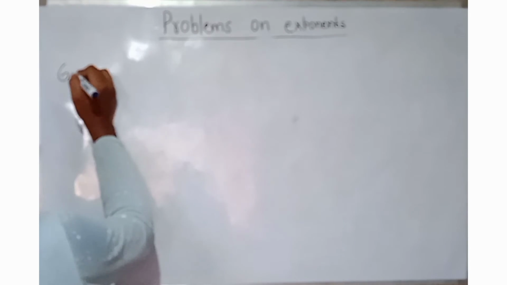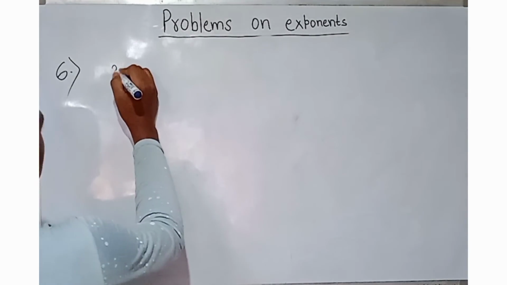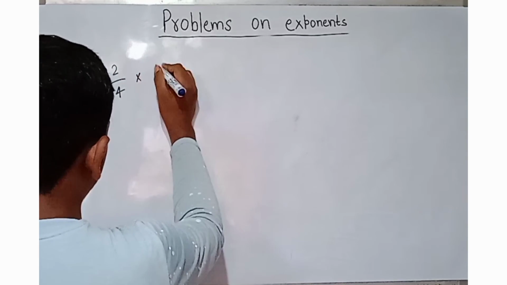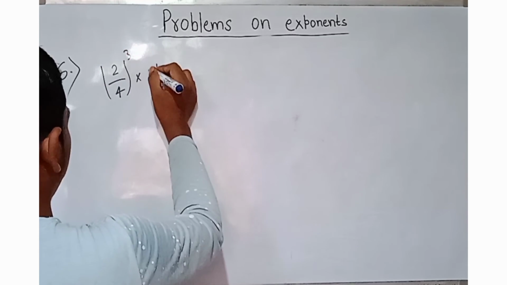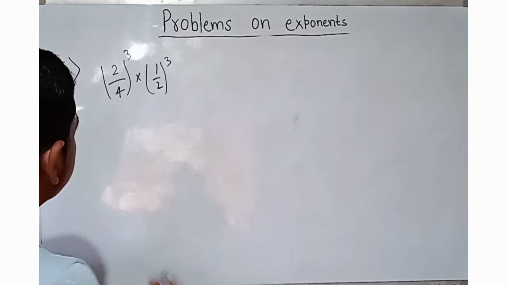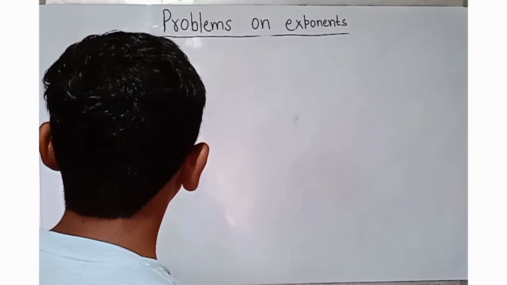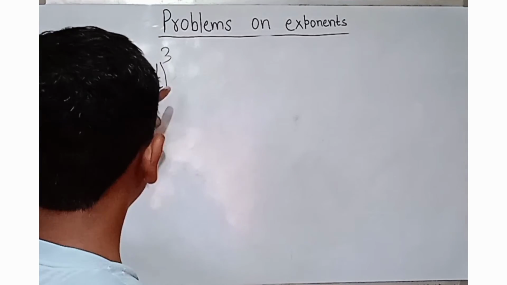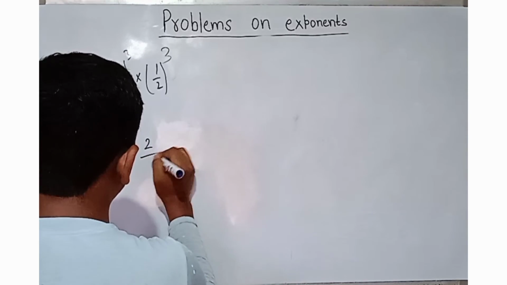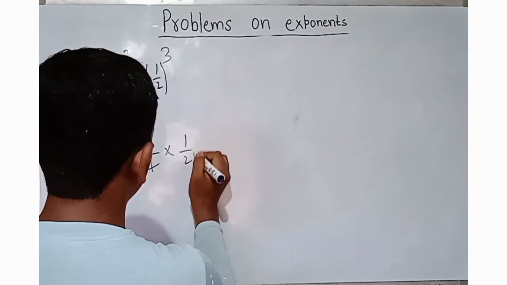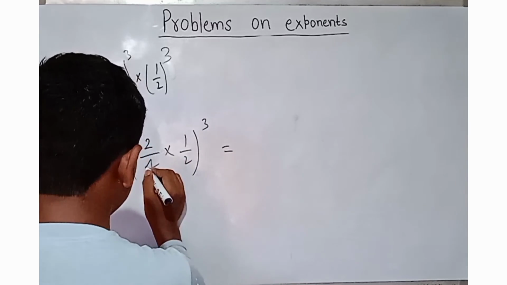See here, the next question is that (2/4) to the power 3 into (1/2) to the power 3. It is power 3. So when the powers are equal, then the bases will be multiplied. So it will be 2 by 4 into 1 by 2, and the power will be 3, as both are equal.